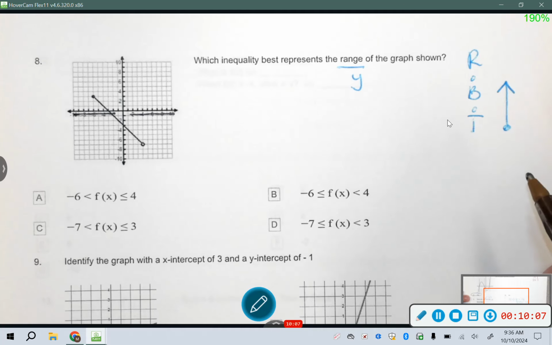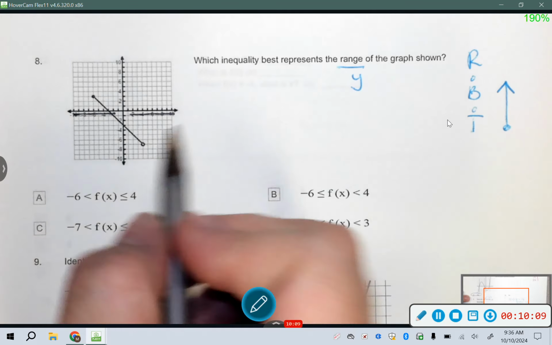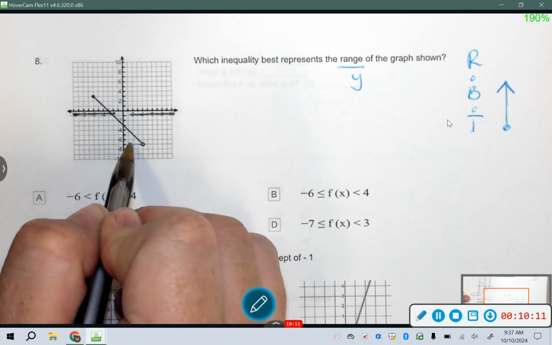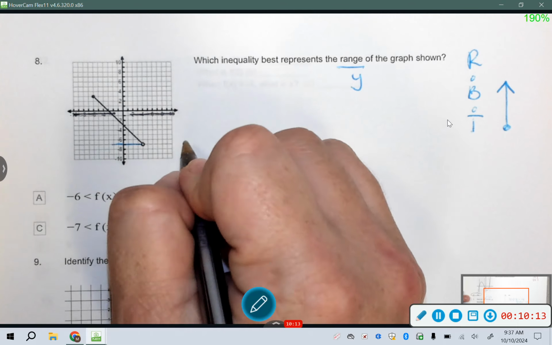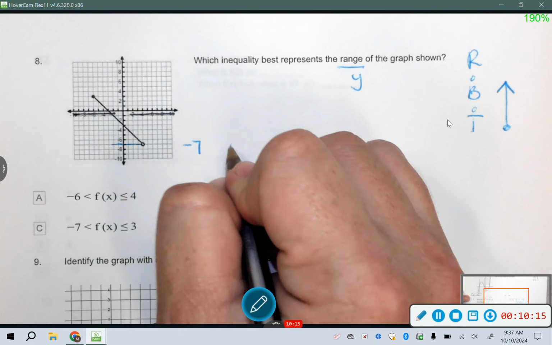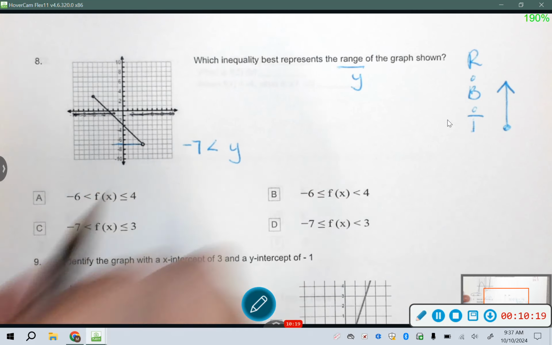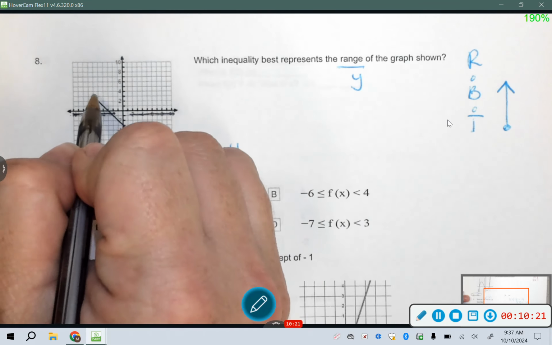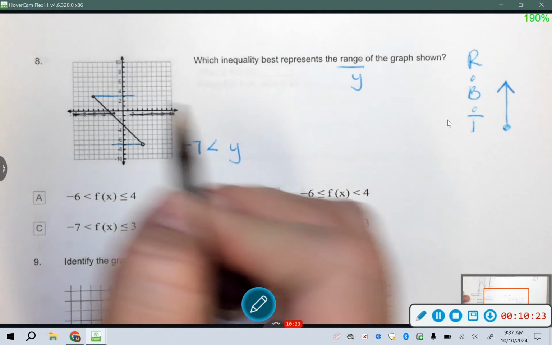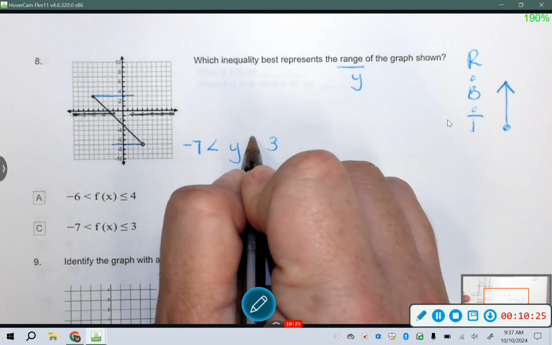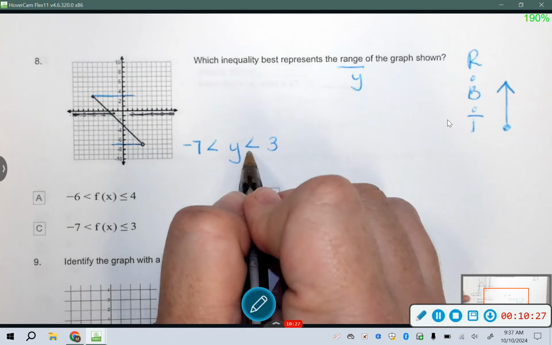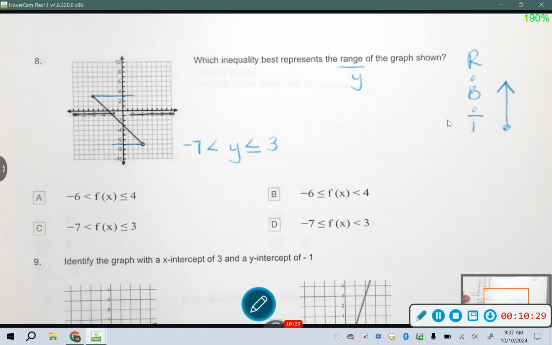Okay, so knowing that, I need to start at the bottom, and the lowest this graph goes is right here at -7 to y, and then I always use less than, and I'm not going to use equal to because it's an open dot. My highest point, my top, is 3, and again, I always use less than, and this is going to be equal to because it's a closed dot.